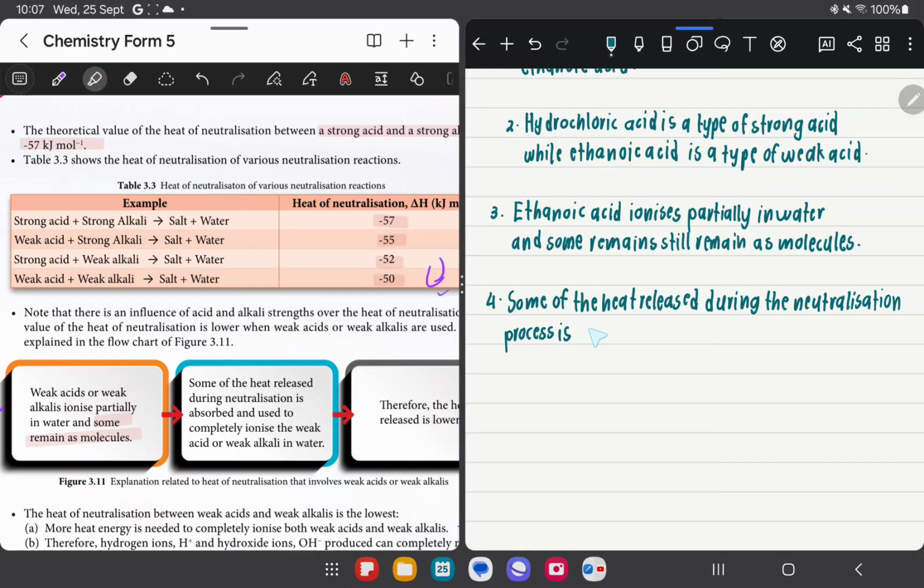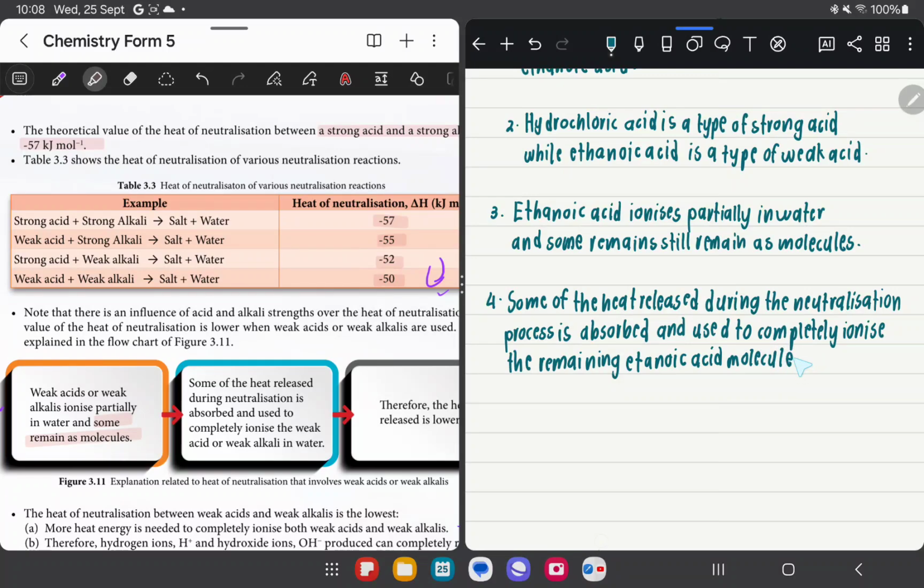Okay, is absorbed and used to completely ionize the remaining. Okay, dia remain as a ethanoic molecule kan, so ethanoic acid molecule, so the remaining ethanoic acid molecule in water. Okay, nak faham this point kan?